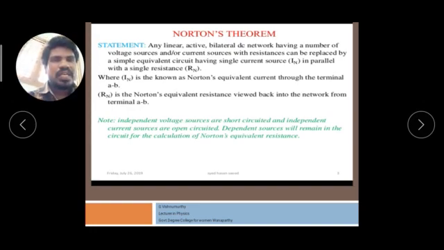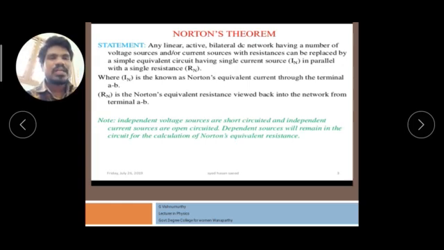Note: independent voltage sources are short circuited and independent current sources are open circuited. Dependent sources will remain in the circuit for the calculation of Norton's equivalent resistance. So this is the statement and the terminology of Norton's theorem. Very simple. We can understand by using Norton's theorem.